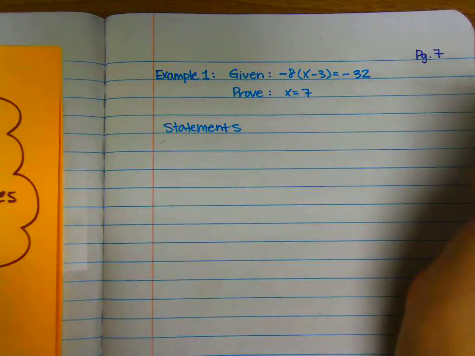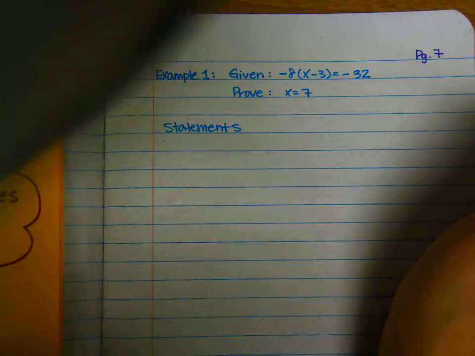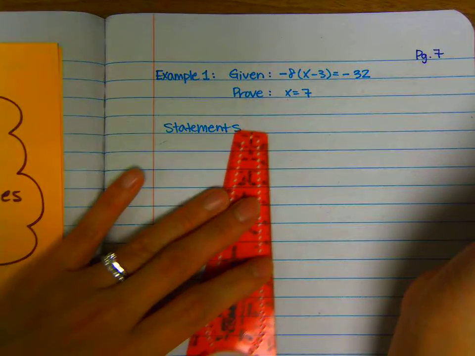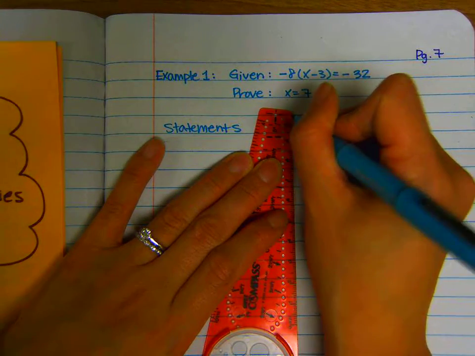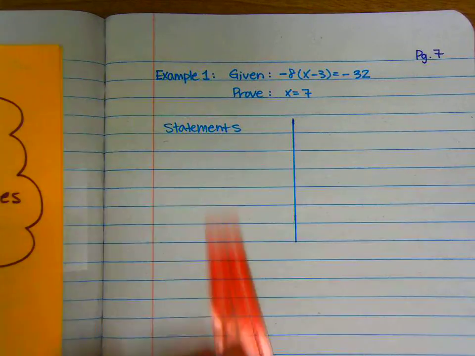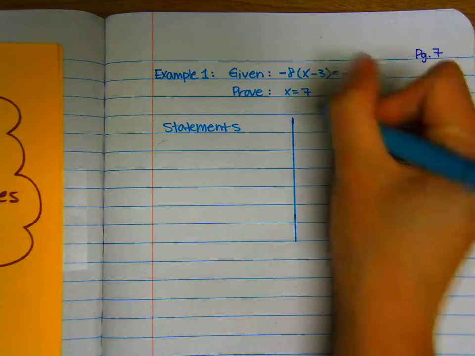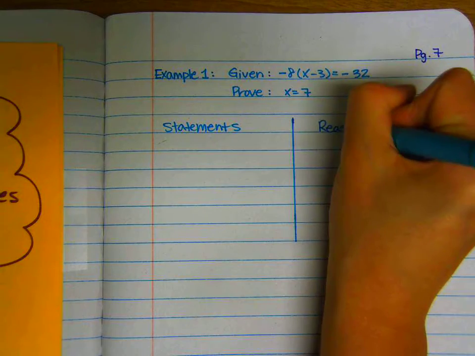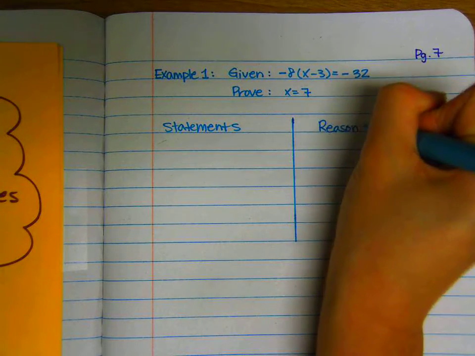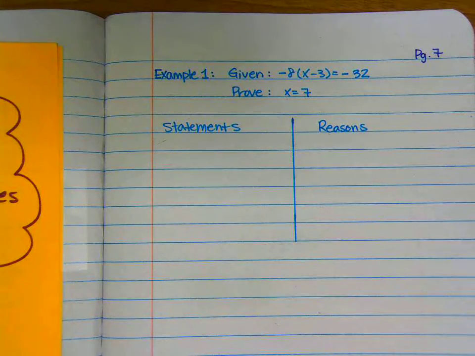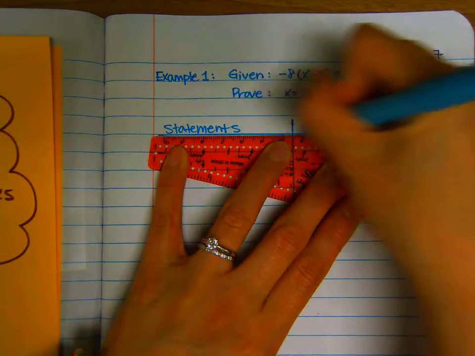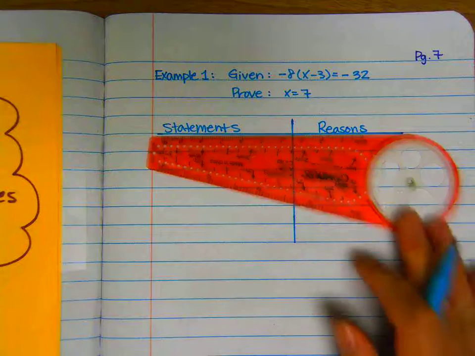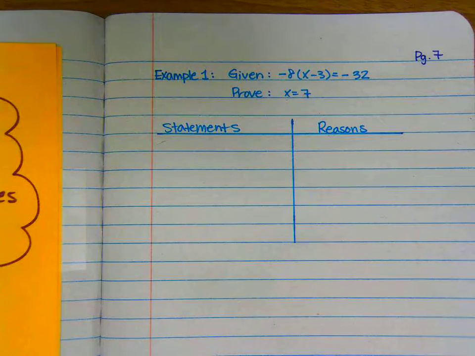and in the middle I want to draw a line. I don't know how many lines we're going to need, so I want enough lines, maybe 5 steps, and the second column should be the reasons. So I'm going to make a T-chart. We can call it a T-chart as well. So I'm going to draw the line. So there is a reason.